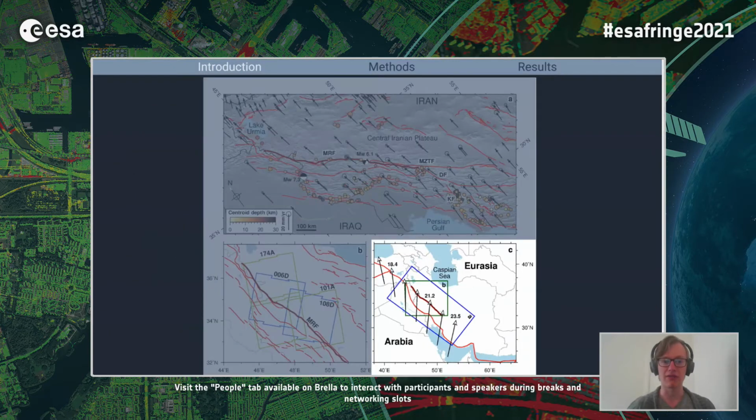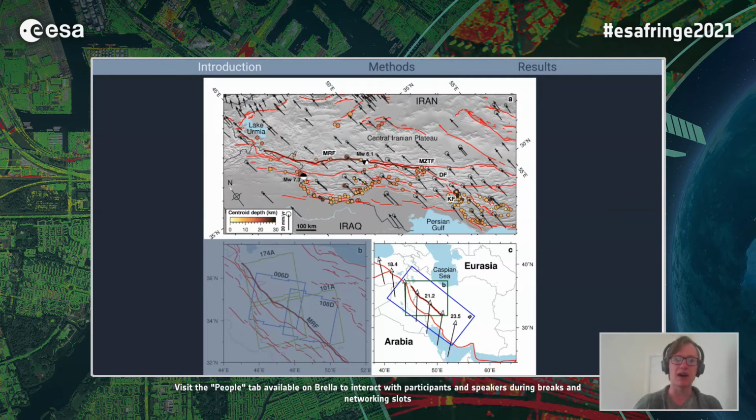So a bit of tectonic background. We're looking in Western Iran, in the Zagros, where about 20-30 millimeters per year of convergence between Arabia and Eurasia is driving complex deformation throughout the mountain belt. This can generally be divided into thrust faulting, so range perpendicular motion, and then strike slip faulting, so range parallel.